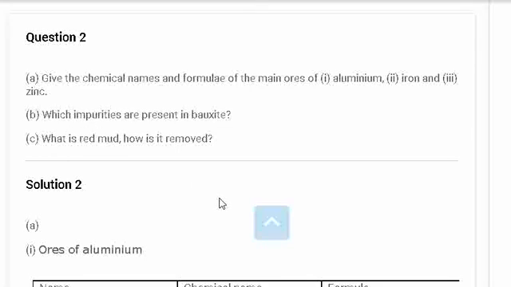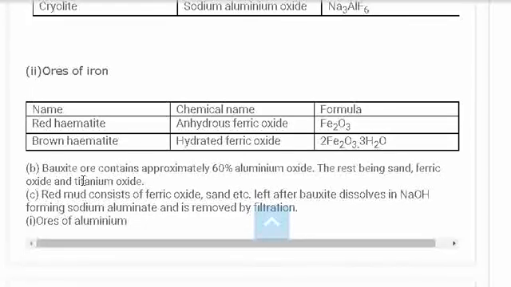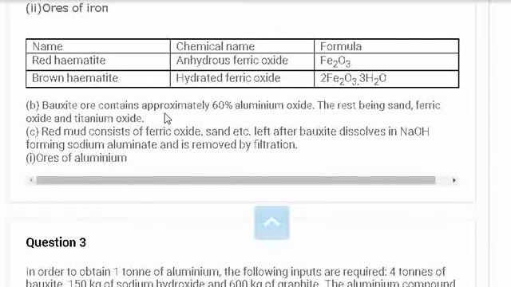Part B: which impurities are present in bauxite? Bauxite contains approximately 60% aluminium oxide, the rest being sand, ferric oxide and titanium oxide. The right pronunciation is approximately. Approximately 60% aluminium oxide and the rest sand, ferric oxide and titanium oxide.